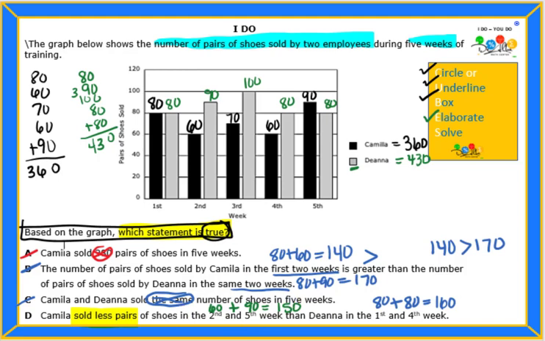Okay, so the comparison statement is Camila sold less pairs of shoes during the second and fifth week than Deanna did in the first and fourth week. So is 150 less than 160? Let me write it again right here. Is 150 less than 160? Yes, that is true. So the correct answer is D. We found our true statement. Camila sold less pairs of shoes in the second and fifth week than Deanna sold in the first and fourth week.